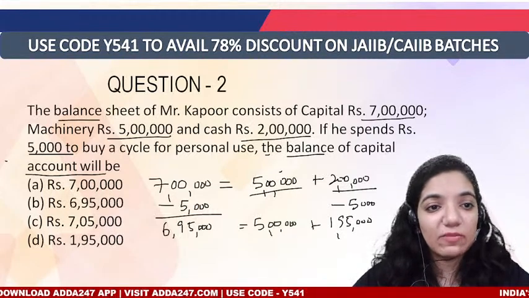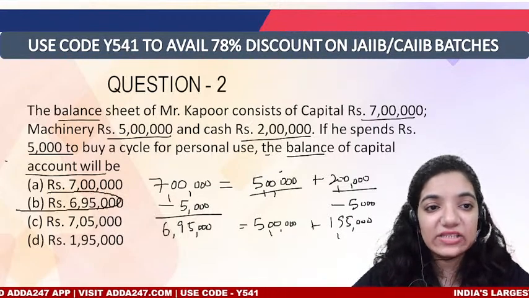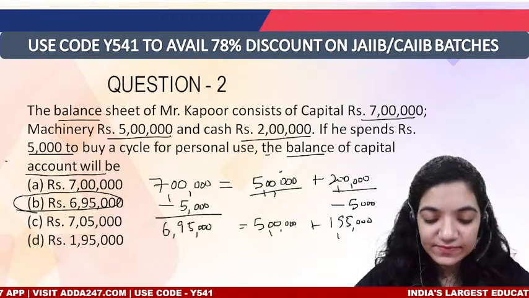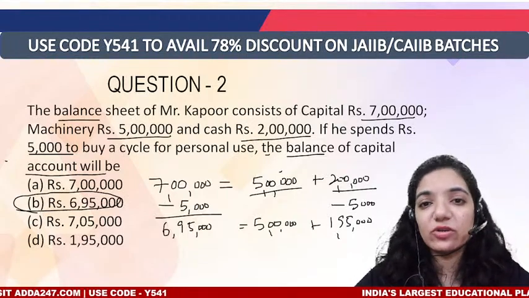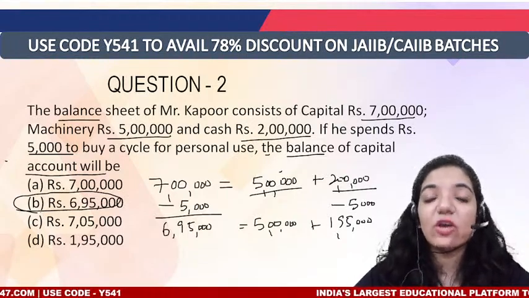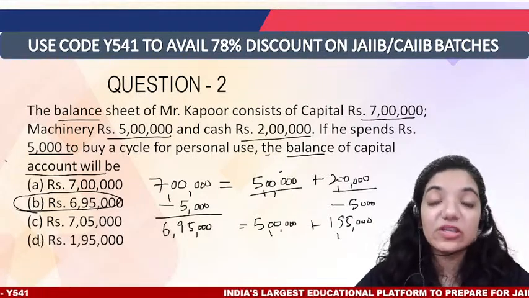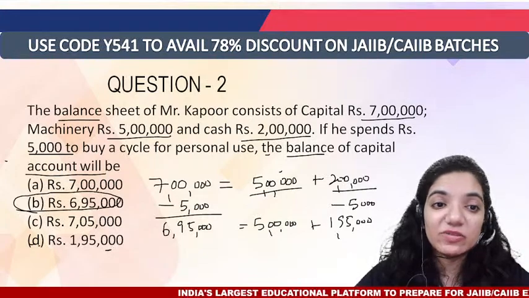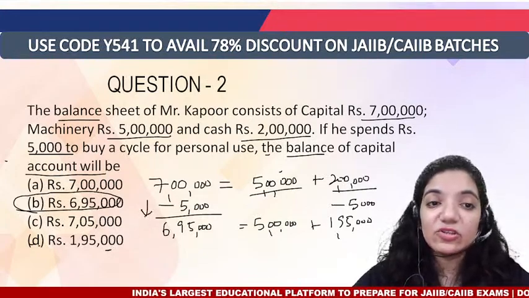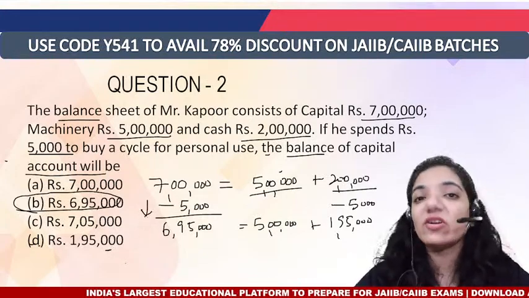So I think that would come out to be 6 lakh 95,000. A very basic question but requires a proper knowledge. What is exactly happening with the amount that we withdraw from the business? Anything that we withdraw from the business is basically the reason behind which the capital falls or declines.